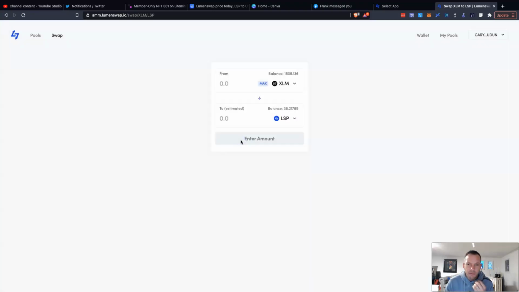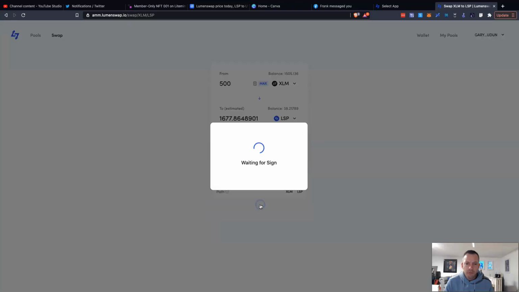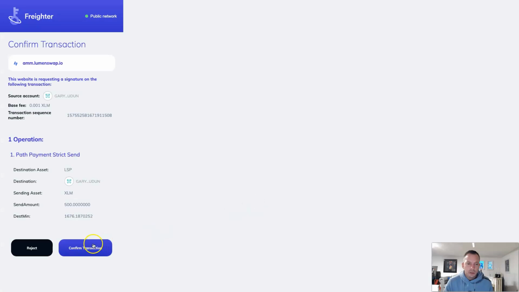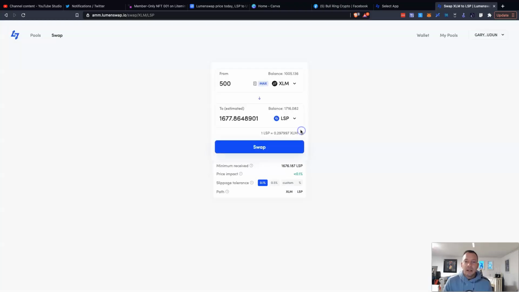I'm going back into my Freighter. I'm going to go back to this swap and put in my 500. And we're going to go into LSP and then swap directly, confirm, wait for signature. Sometimes these glitches happen, even with live videos. So, successful transaction, hurrah. Okay, so we've now got some LSP and we've got some XLM.